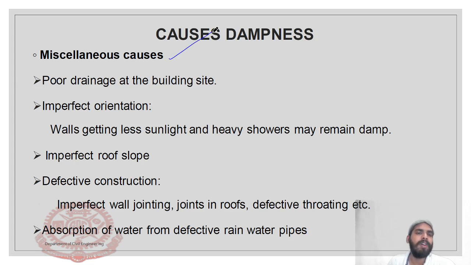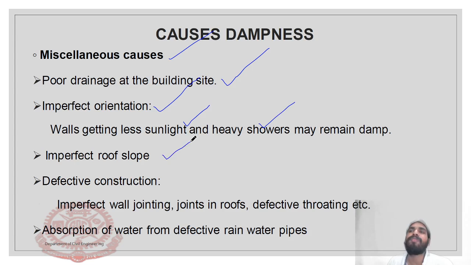Then what are the miscellaneous causes? Poor drainage facilities, imperfect orientation of the building. Orientation of a building is a prime parameter. You have to orient the building in such a way that the dampness will be less. While getting less sunlight and heavy showers, a wall may remain damp. That is very, very important. A wall should get a high amount of sunlight and less shower. We have to orient the building in such a way. Orientation of a building is the prime parameter.